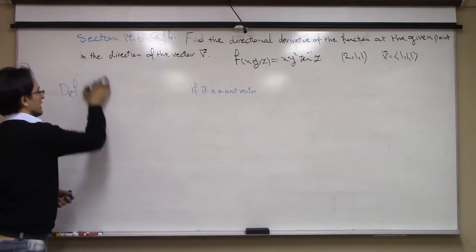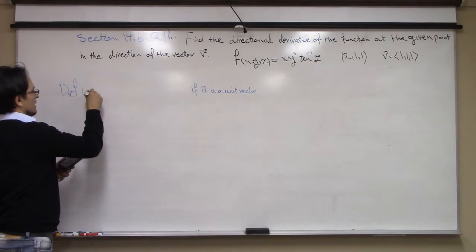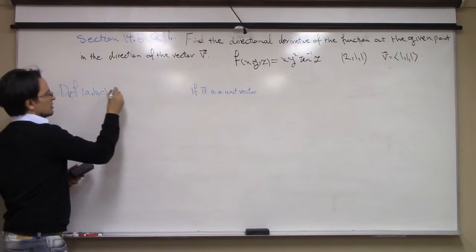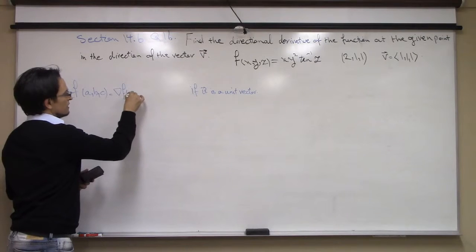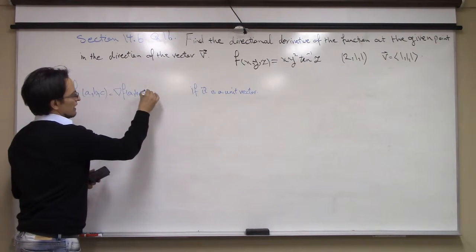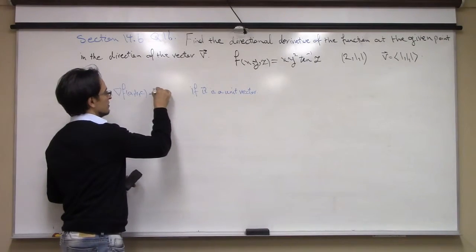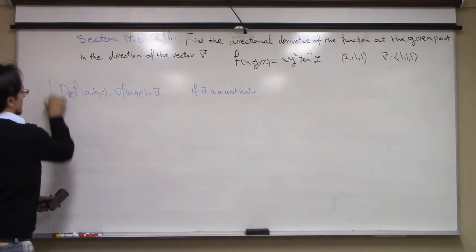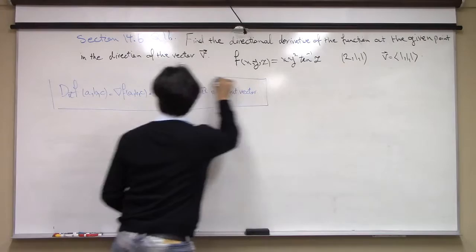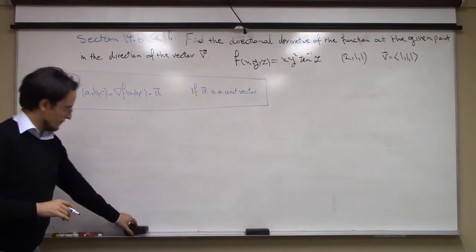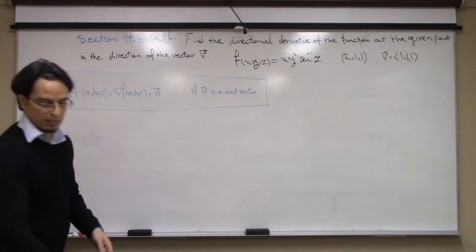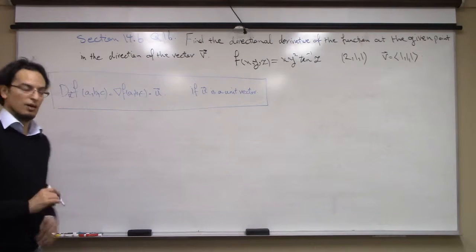So let me just add that point a, b, c. Just find the gradient of f at that point, a, b, c. Then it's a vector, you dot product it with the unit vector u. That's it. That's what you need to know to be able to solve this question. Now the first step is to find the gradient of the function.